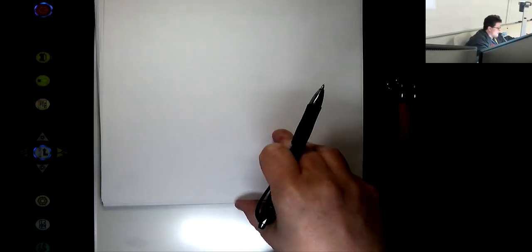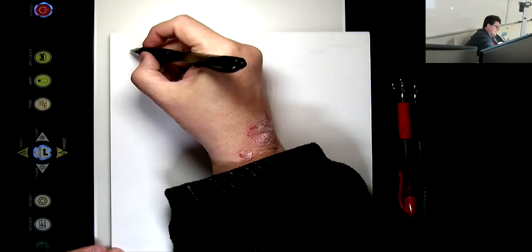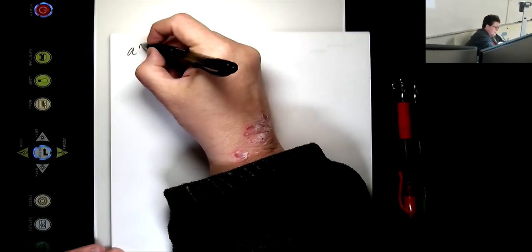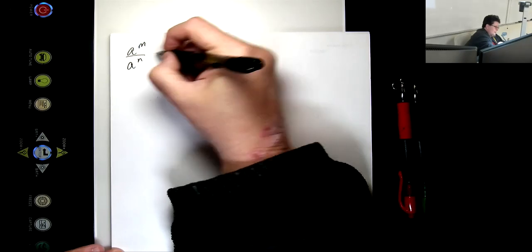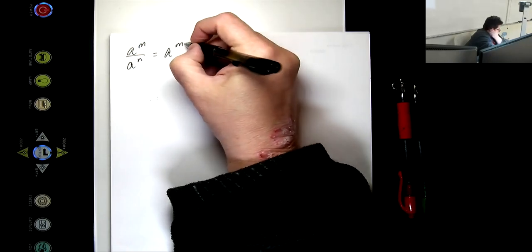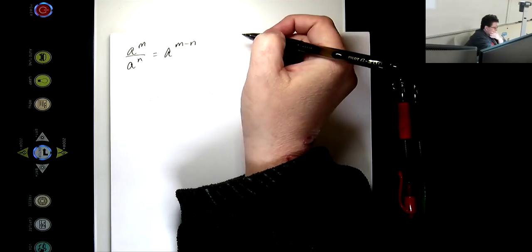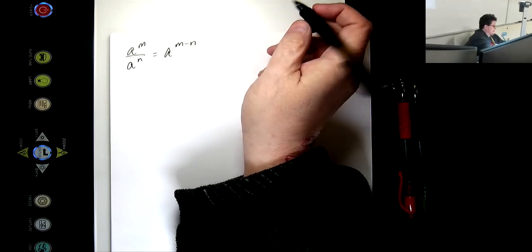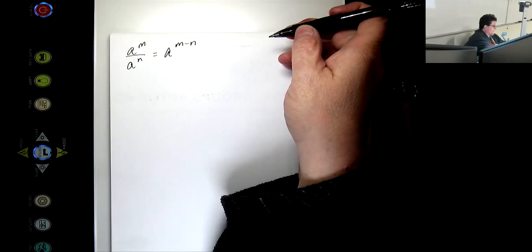And I swear I've done that before. It's got to be in previous notes. I must have just covered it early. I like to do that sometimes. If I have a to the m power over a to the n power, this is a to the m minus n. It's what we used a little bit ago.